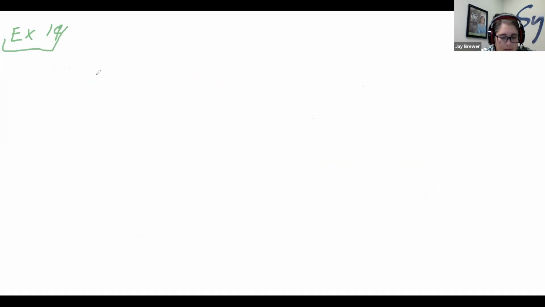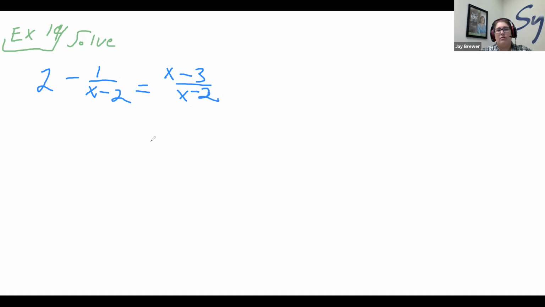All right, so example 19 says to solve again. And we're looking at the problem 2 minus 1 over x minus 2 equals x minus 3 over x minus 2. Now, here's my question to you. What do you have to automatically exclude from your answer?